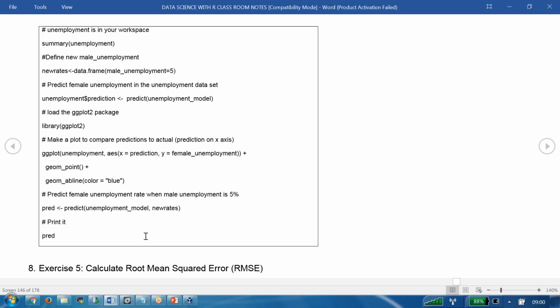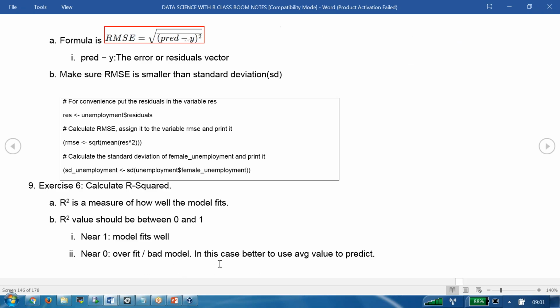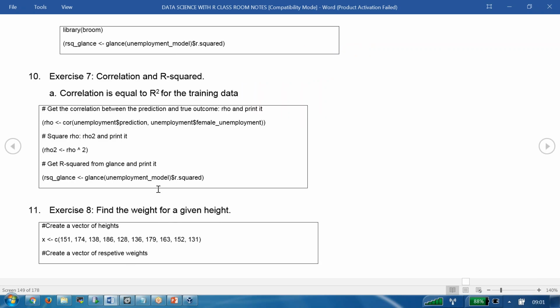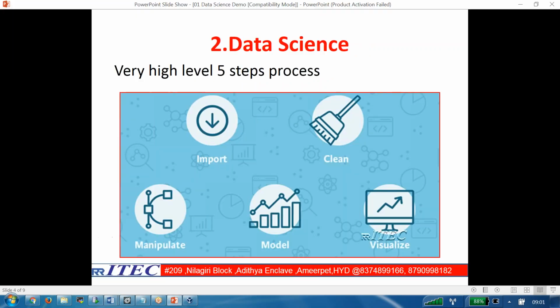Now, next, what is this? Calculate root mean squared error. We got one model. I gave some data, and the system said, hey, female unemployment is something. Is it right or wrong? I have to validate it, right? That's where root mean squared error and R squared parameters are available, to validate whether our model is doing correctly or not. So this is the way we are going to develop a beautiful model.